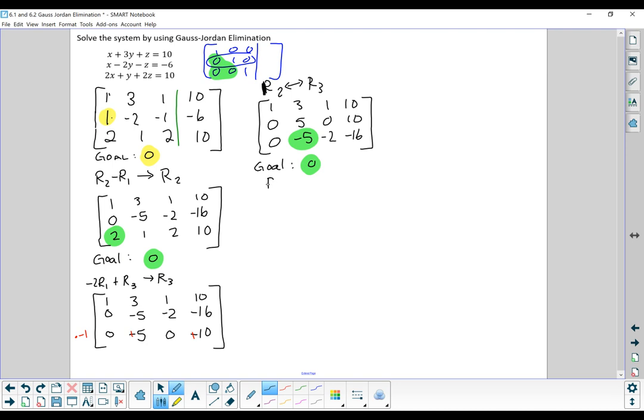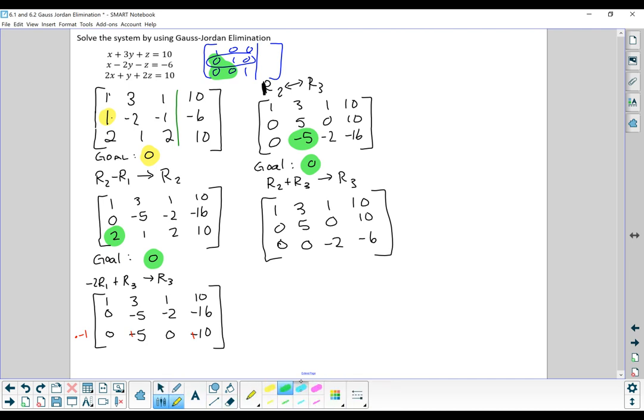To get that 0, I'm just going to add row 2 and row 3 together, mapping it to row 3 as the one I want to change. So top row stays the same, middle row stays the same, bottom row, I'm adding row 2 and row 3. 0 plus 0 is 0, 5 plus -5 is 0, 0 plus -2 is -2, and 10 plus -16 is -6. And really, it was kind of a lot of work to get to this point, but once you get to this point, it is going to finish up pretty quickly.